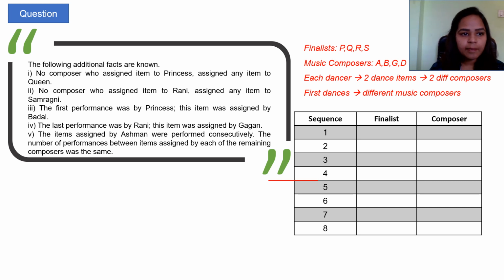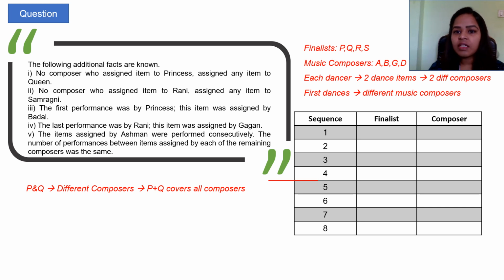No composer who assigned item to Princess assigned any item to Queen. So we also know from the first part of the question that each dancer performed 2 dance items and of 2 different composers. So this means that P and Q in total performed 4 items of 4 different and unique composers. So this means that P and Q covers all the composers. Same is the case with R and S if you see point 2. No composer who assigned item to Rani assigned any item to Samaragni.